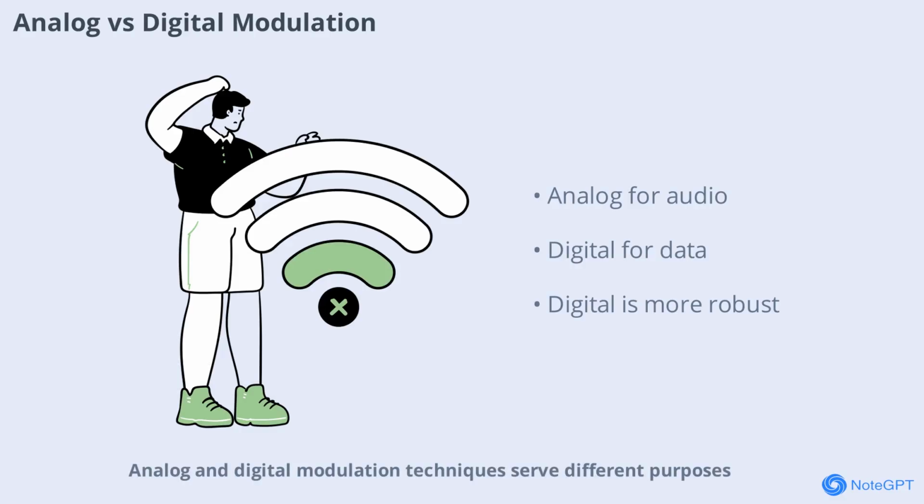Analog and digital modulation techniques serve different purposes. Analog modulation like AM and FM is best suited for continuous signals such as audio. Digital modulation, on the other hand, is designed for discrete data such as computer networks and mobile communications. Digital methods offer better noise immunity, higher data rates, and more efficient use of bandwidth. As technology advances, digital modulation is becoming increasingly prevalent in communication systems.